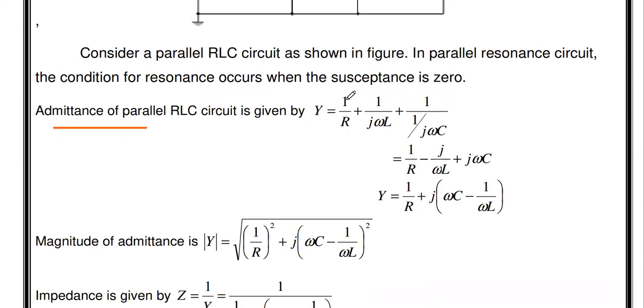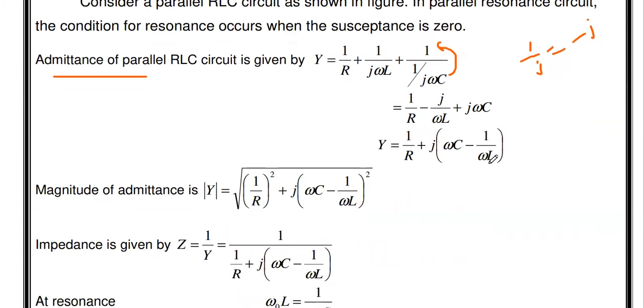So Y is equal to 1 by R plus 1 by j omega L plus 1 divided by 1 by j omega C. Here you already know that 1 by j can be written as minus j. So 1 by j omega L can be written as minus j divided by omega L. And 1 by j omega C, the j omega C comes to the numerator, so it is j omega C. Write the real part separately: 1 by R is the real part. In the second and third terms, take j outside, so you may write omega C minus 1 by omega L.